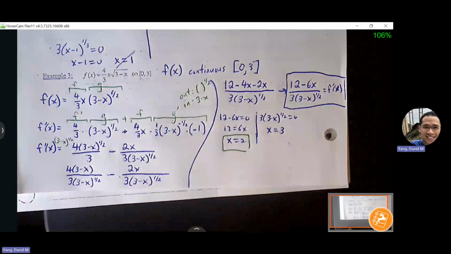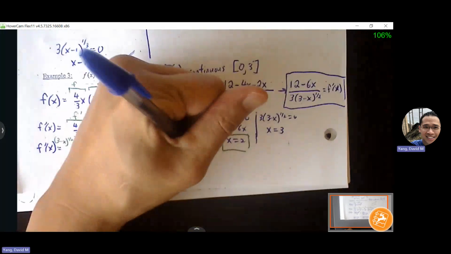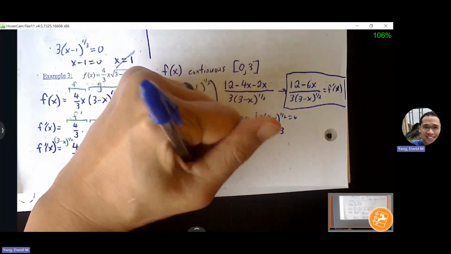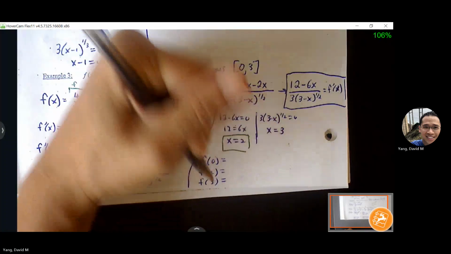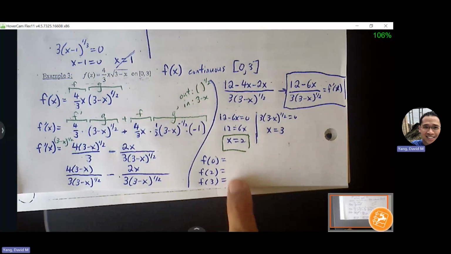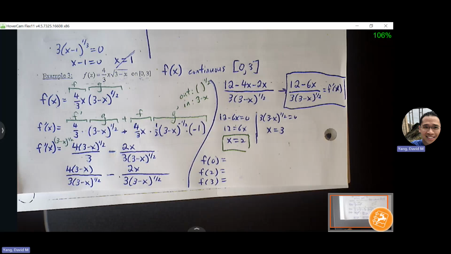And how do we test them? Original, yeah, original. So f of 0, f of 2, f of 3. And then we focus on the what? When we make our statement, focus on the y value, yep.